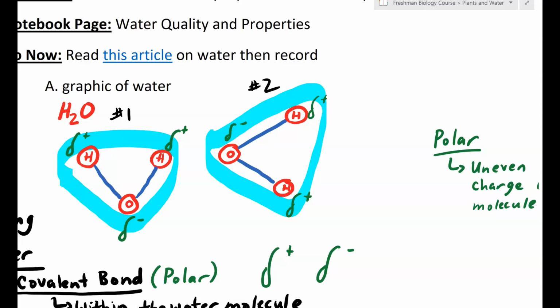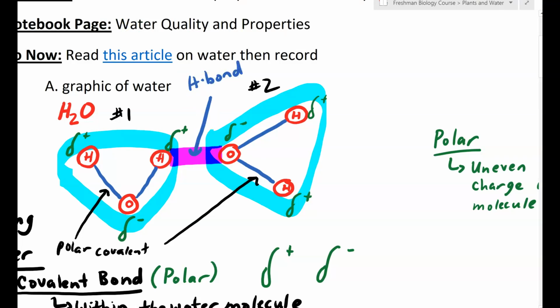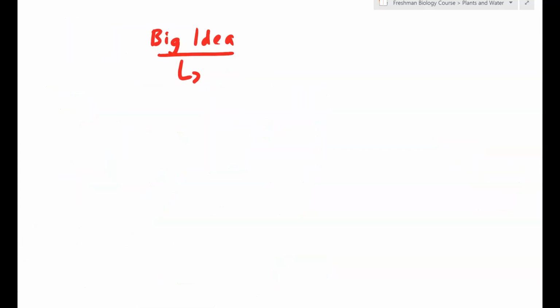So we look first of all, and we have these blue bonds that are going to be our polar covalent bonds. And then the bond that's going to hold together these two separate water molecules is a hydrogen bond. That's what I'm going to represent right there in purple, the H bond. And that's what holds separate water molecules together. We've already mentioned our big idea for this entire unit is hydrogen bonding.